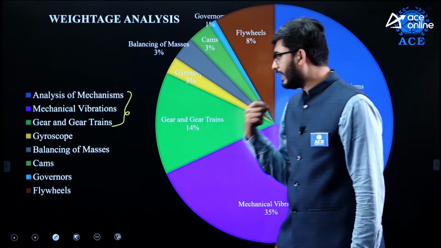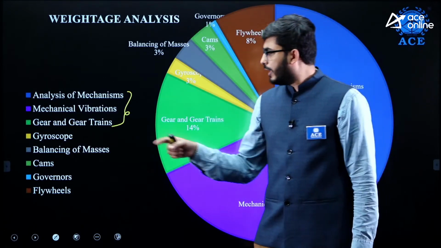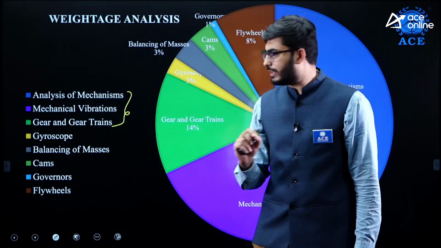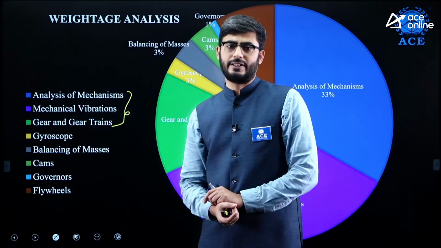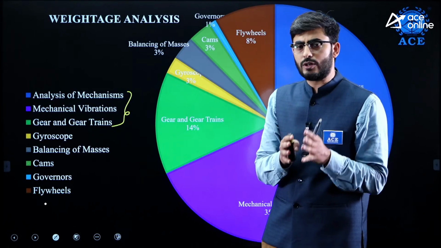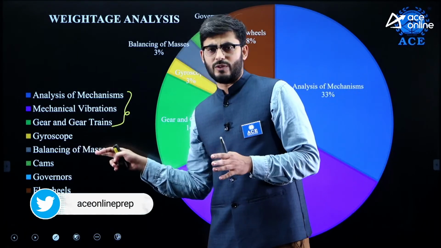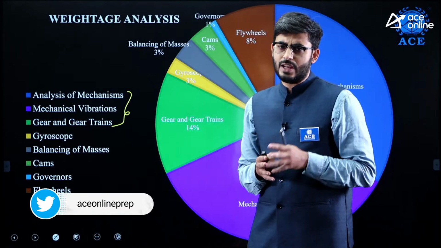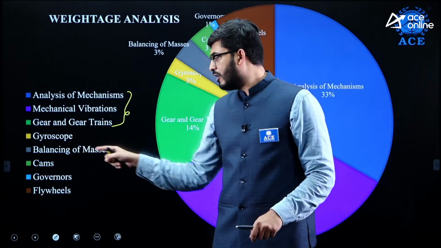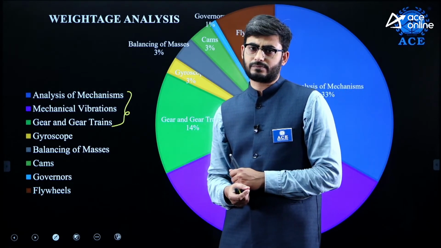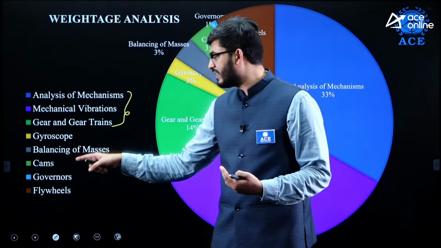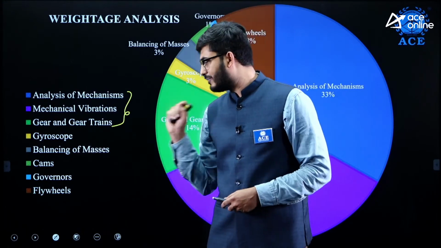Okay, and one more trend I would like to share with you is that from the gyroscope chapter, for the last 4 years consistently there is one question being repeated. And the same is the trend with balancing also. From 2016 or 17 onwards, a question has been consistently asked till the recent year from the chapter balancing of masses. And for cams, I can say in alternate years, or every 2 or 3 years, there is a question asked from the cams chapter.